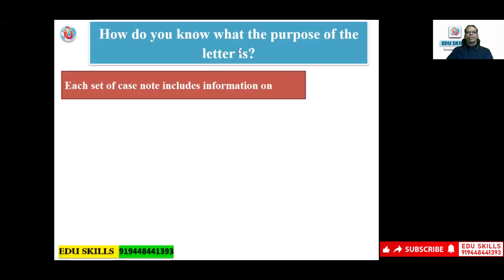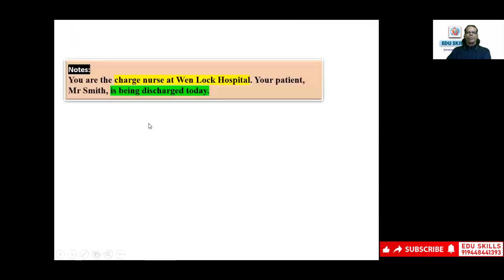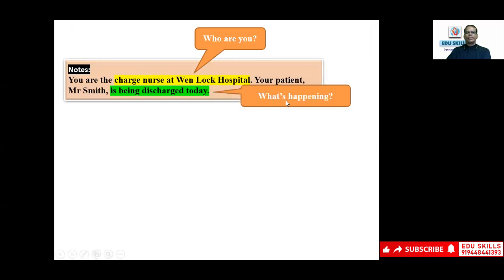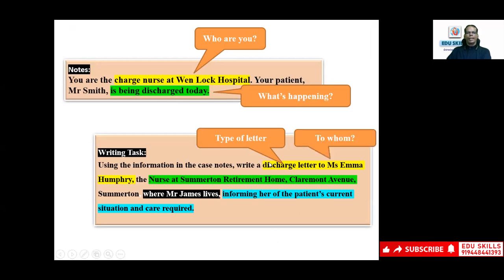Yes. Now, how do you know what the purpose of the letter is? Each set of case notes includes the context, your role, and the writing task. So, see, you have this here. Who are you? Charge nurse. And what's happening? And the type of letter. In the writing task, you will find the type of letter, discharge letter. If you don't find it here, you can go back to the discharge plan. You will find it there.